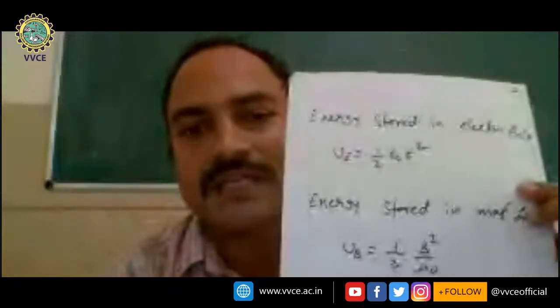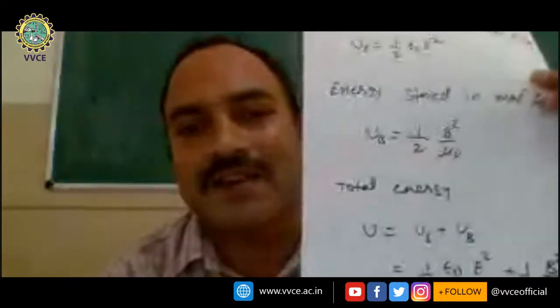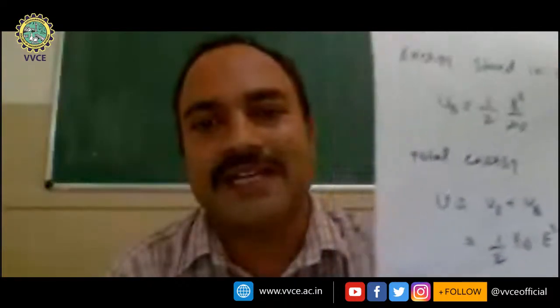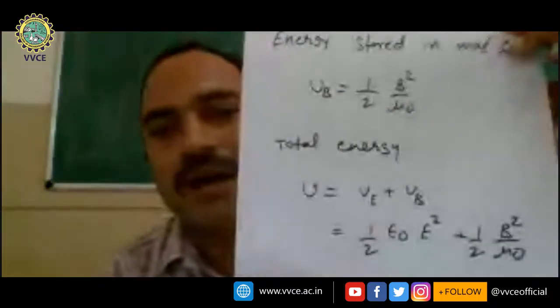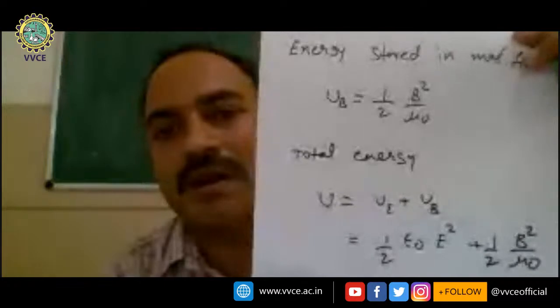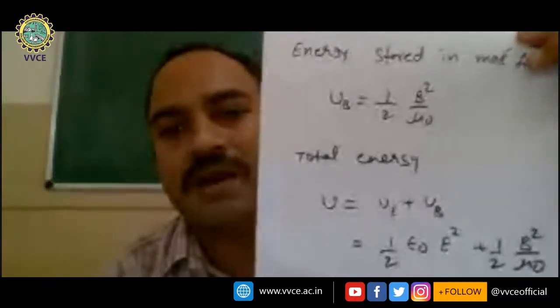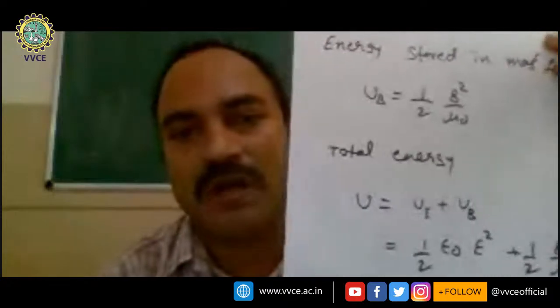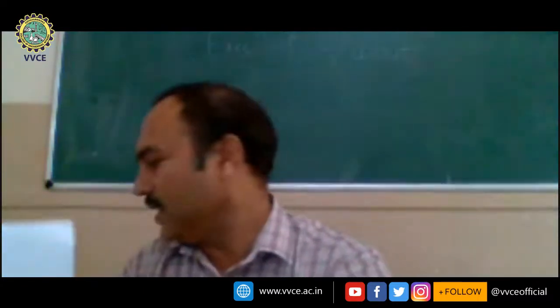What is the total energy? Total energy is the combination of contributions from the electric field and magnetic field. It can be written like this: half into epsilon naught into E square plus half into B square divided by mu naught. This is the total energy contained. This energy is equally shared between electric field and magnetic field.